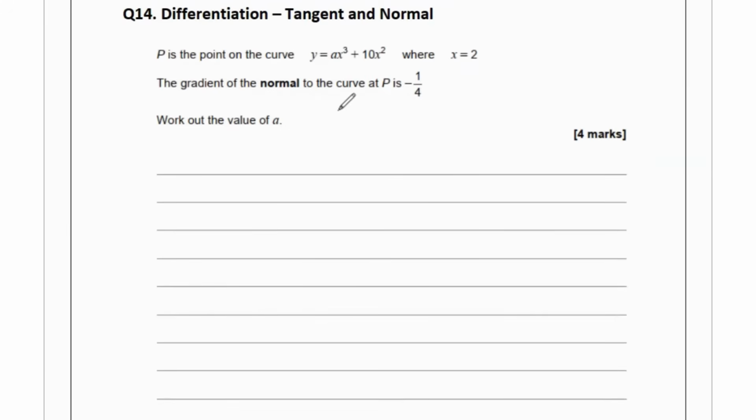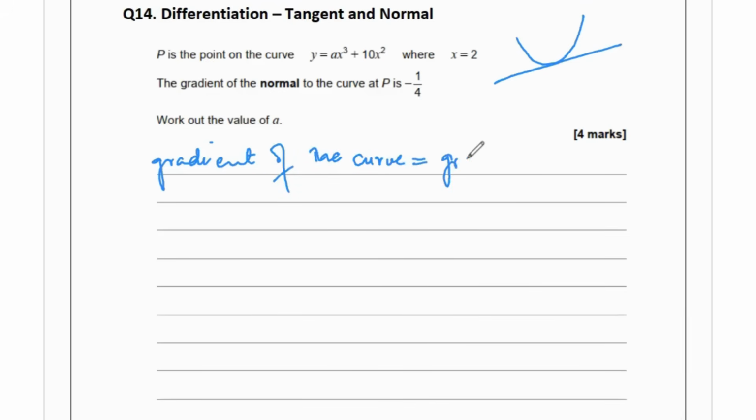So they have highlighted normal, and there's a reason behind it. The reason is that whenever we have a curve and we have a tangent touching the curve, let's say, your gradient of the curve is always equal to gradient of the tangent. So if you have the gradient of the curve, you can easily find the gradient of the tangent.